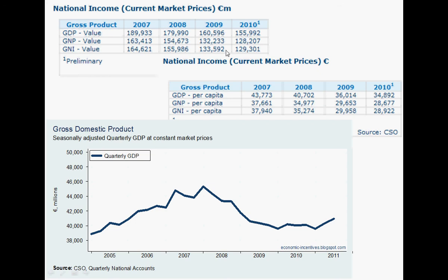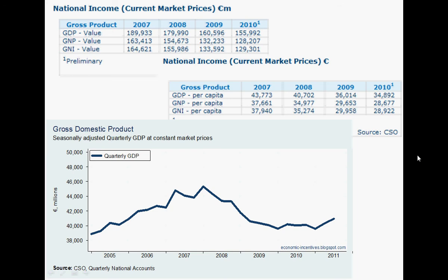Looking at it on a per capita basis, again you can see the drop. From nearly 44,000 in 2007 down to 35,000 now. National income for GNP went from 38,000 to 29,000, so quite substantial drops. So these are gross product per capita. These aren't per worker. If this was per worker, it would be almost 2.5 times as many.